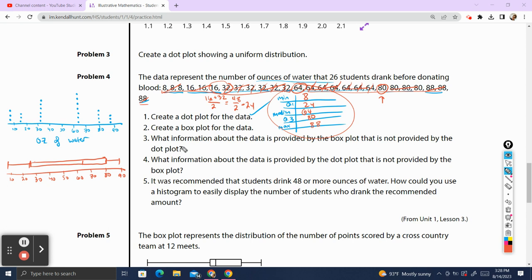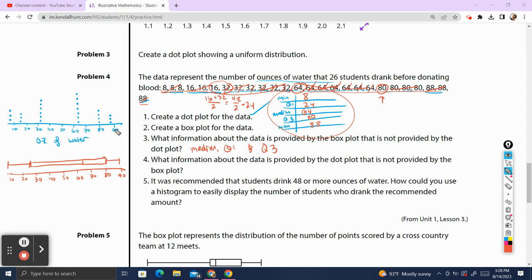Question number 3. What information about the data is provided by the box plot that is not provided by the dot plot? Well, we have the median. We don't see the median in the dot plot. We have Q1 and Q3, which we don't see in the dot plot. But the min and the max we can see in both graphs. We could also see the spread of the data, but we can see the spread of the data also in the dot plot.